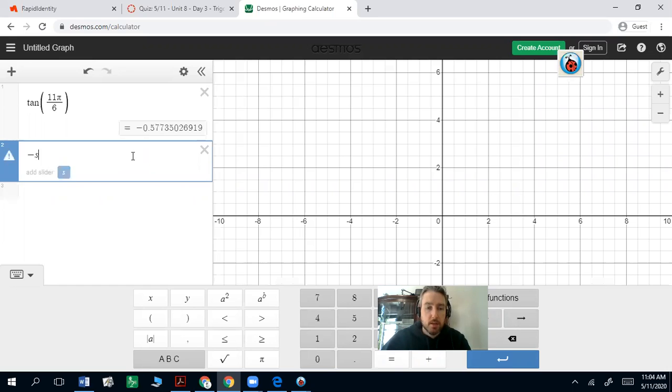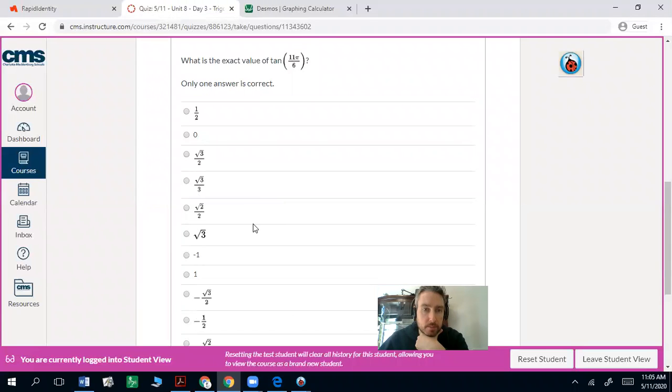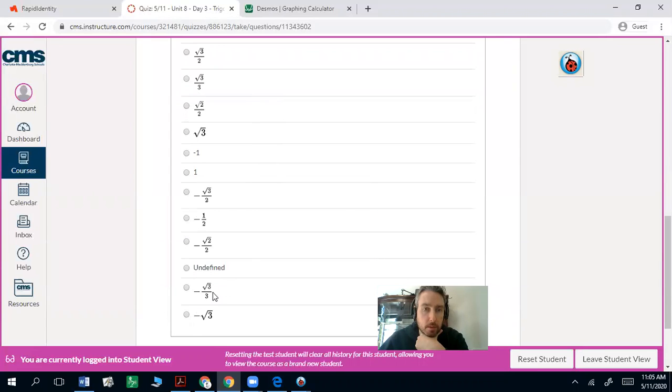Negative square root of 3, right arrow, divided by 3. Well, look at that. It ends up giving you the same thing. So, you know, if the negative is not there, obviously that's wrong. But the negative there makes that the right thing. So the square root of 3 over 3 with the negative out front is going to be my answer.